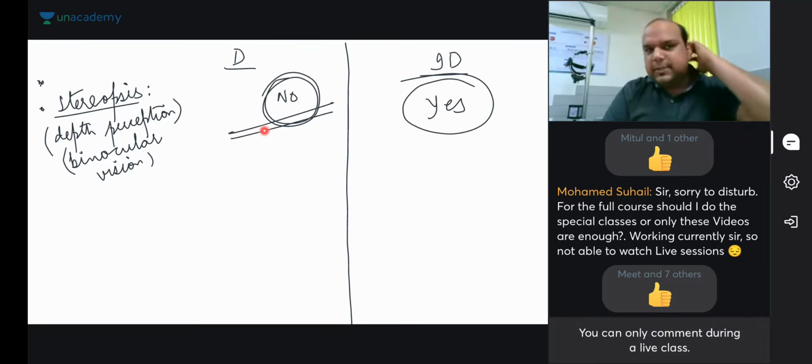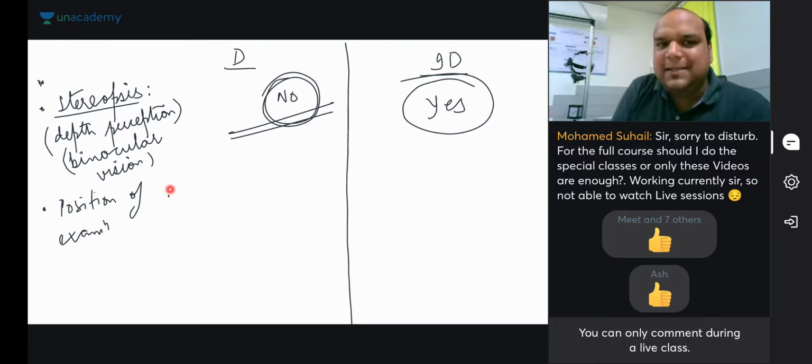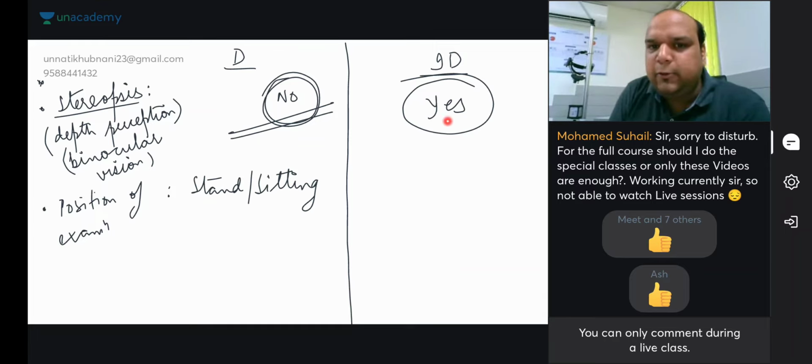Okay, everybody, I hope you understand how to use this. Now the next questions are also in use. Direct ophthalmoscopy: what is the position of examination? The position of examination is basically standing or sitting. But the position of examination for indirect ophthalmoscopy has to be supine.